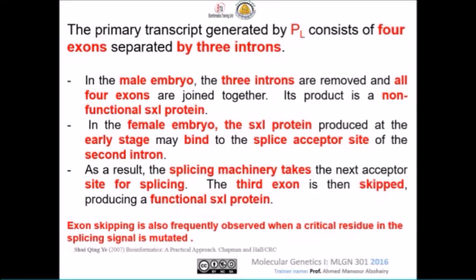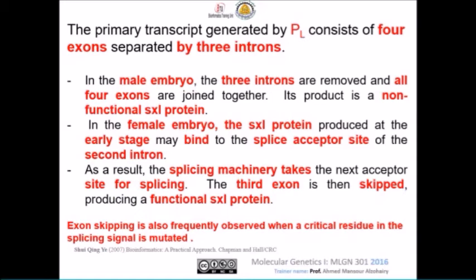As a result, the splicing machinery takes the next acceptor site for splicing. The third exon is then skipped, producing a functional SXL protein. Exon skipping is also frequently observed when a critical residue in a splicing signal is mutated. So this technique, the one that we have just mentioned in Drosophila, is called exon skipping.